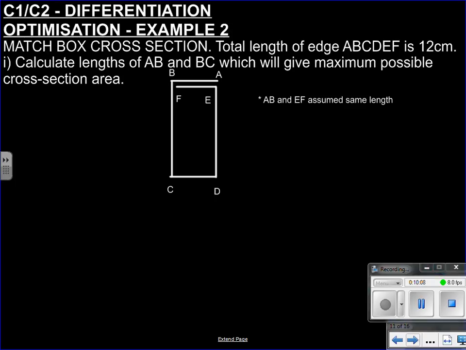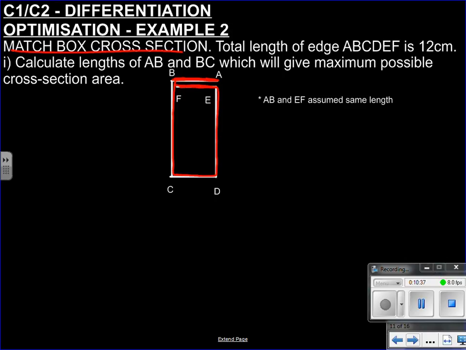Here we've got a situation where we've got a matchbox, and this is a cross section of a matchbox. So if you turn a matchbox on its side and looked at it cross section on, you can see that the cardboard was folded in this fashion and then glued on top. So we'll assume that BA and FE are the same distance. Obviously they're going to be slightly off in real life, but in this modeling assumption, who cares? We're talking fractions of a millimeter, really.